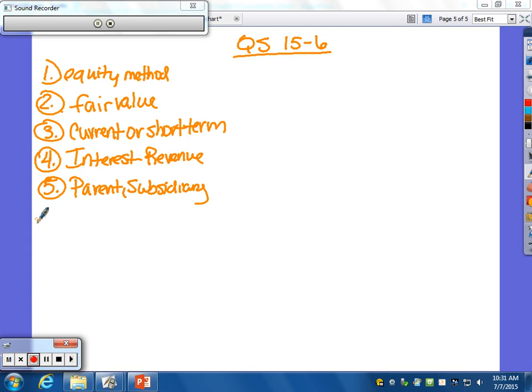Exercise 15-1. Prepare journal entries to record the following transactions involving a short-term security investment of your company, all of which occurred during 2013. A, on March 22nd, purchase 1,000 shares of RIP company stock at $10 per share, plus an $80 brokerage fee. These shares are categorized as trading securities.